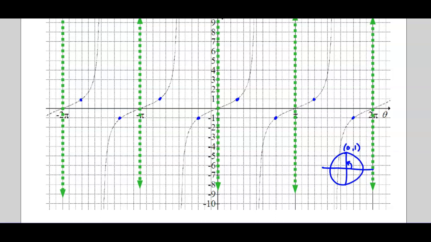So where those asymptotes are on the original is where your new theta intercepts are. So this was at -pi/2, so now we have a theta intercept. This was at -3pi/2, so now we have a theta intercept. Pi/2, 3pi/2.